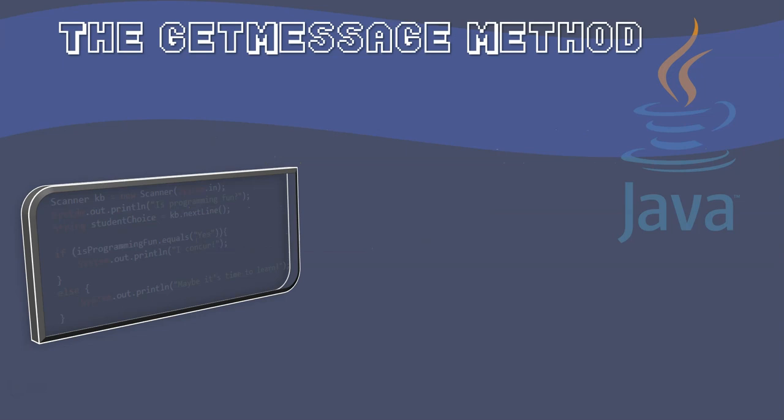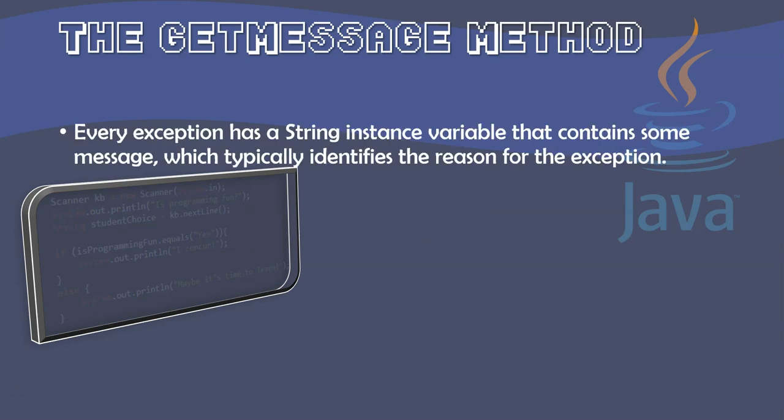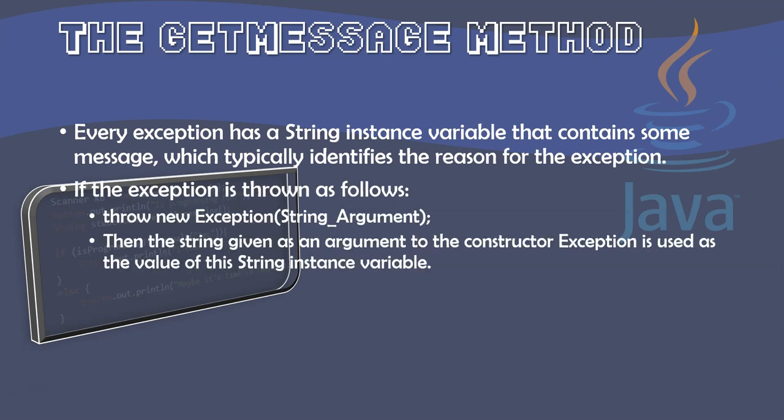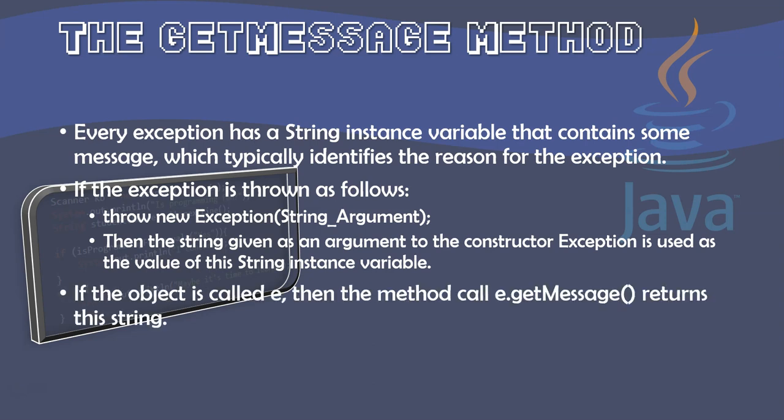Now the getMessage method is part of the Exception class here. So every exception has a string instance variable that contains some message, which typically is going to identify the reason for our exception. For example, if we say the exception is thrown as follows, throw a new Exception with a string argument, then the string is given as an argument to the Exception constructor, and it's used as the value of the string instance variable. Now, if the object is e, because we've seen this quite often, Exception e, then the method would be e.getMessage, and we would return whatever that string is.